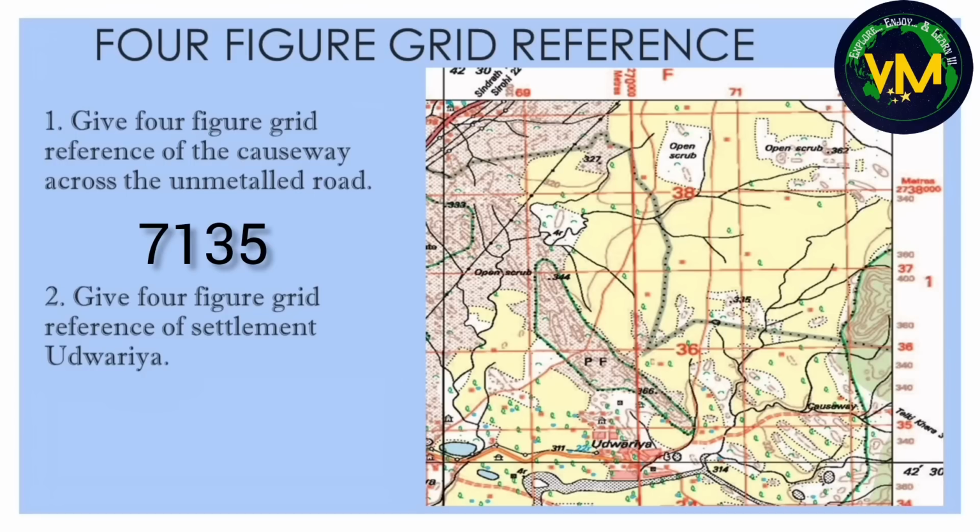And 4-figure grid reference for settlement Udwariya. Whenever a settlement is located in 2 squares, you can write both the square, but in this case, look at the settlement, it is present mostly, that is most part of the settlement is located in this square. So the 4-figure for this square has to be written. So the answer is 6934.